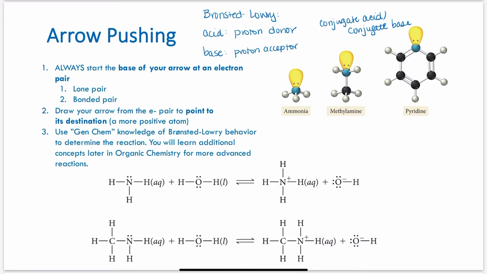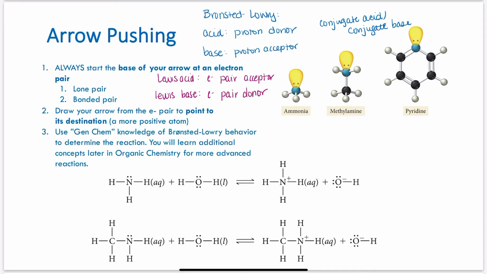But delving deeper off of the Bronsted-Lowry definition are our Lewis definitions. A Lewis acid is an electron pair acceptor, while a Lewis base is an electron pair donor.